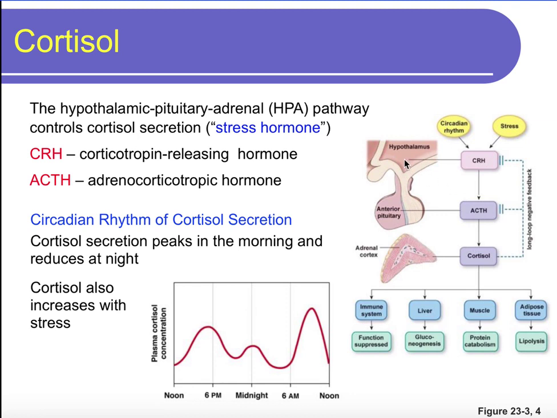So the hypothalamus will release the tropic hormone CRH. CRH stands for corticotropin releasing hormone. It will go through the portal system to the anterior pituitary and cause the release of ACTH. ACTH stands for adrenocorticotropic hormone. Then ACTH will go to the adrenal gland, specifically the adrenal cortex, and cause the release of cortisol.